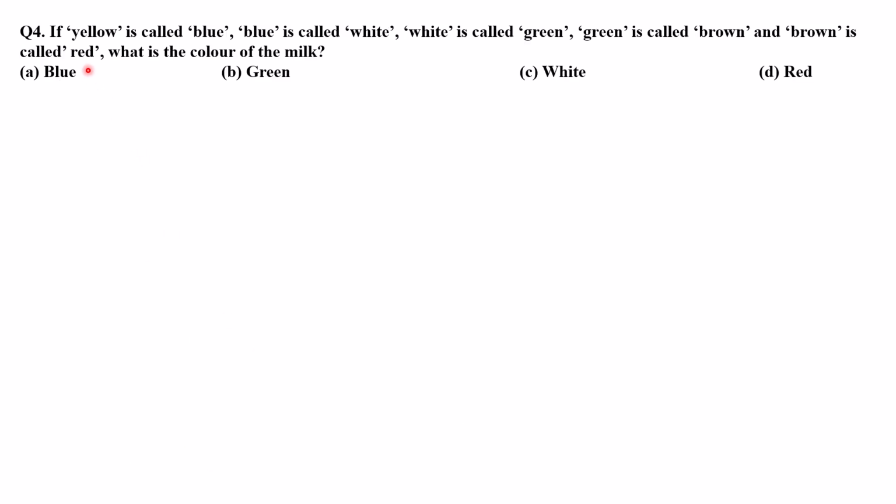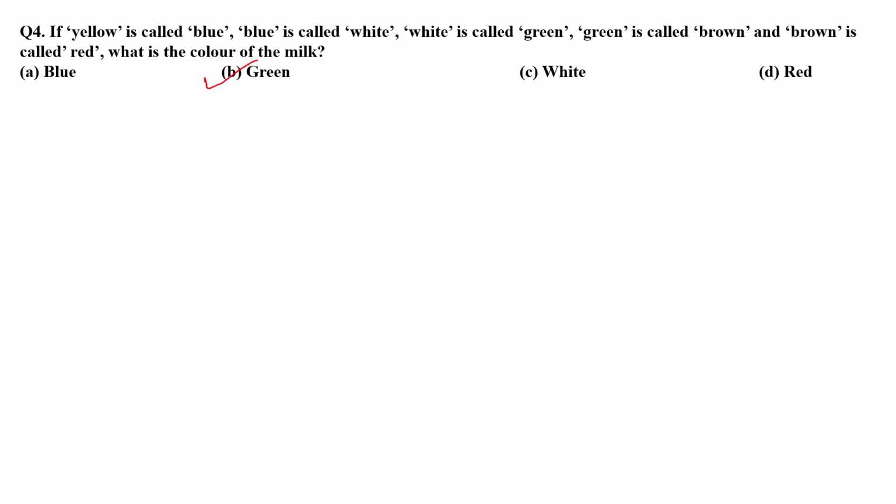Now question number 4. This is again a question from coding. If yellow is called blue, blue is called white, white is called green, green is called brown, and brown is called red, what is the color of milk? Now milk color is white and white is called green. So the answer is B option, which is green.